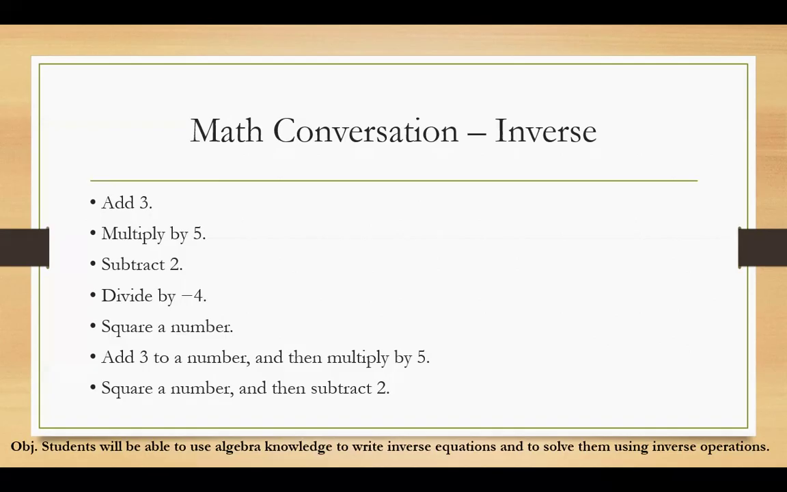All right. Two-stepper here. If I tell you to add 3 to a number and then multiply by 5. Good job. If I tell you to square a number and then subtract 2, what are you going to tell me to do? Bam. So you can do it.